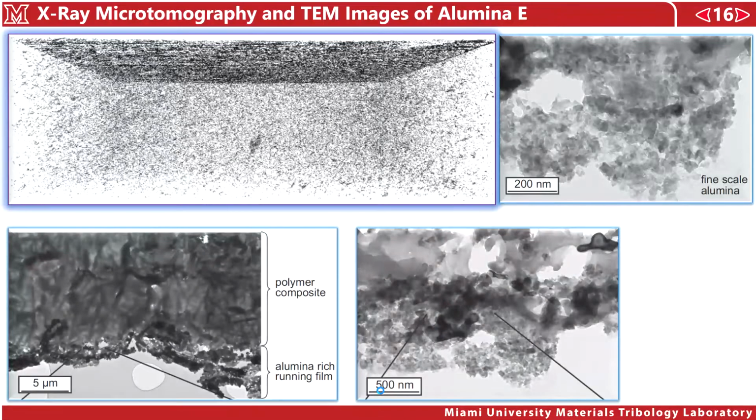Now, moving on to X-ray tomography and TEM images. TEM basically stands for transmission electron microscope, and these are images of alumina E. This is a very important and interesting study, because these images explain what is going on at the wedge surface. Basically, these images are trying to show you that the micro-sized particles are breaking down into nano-sized particles, and this is for alumina E.